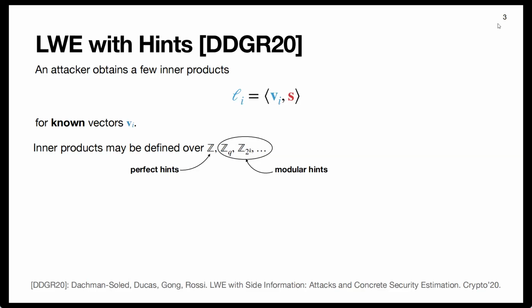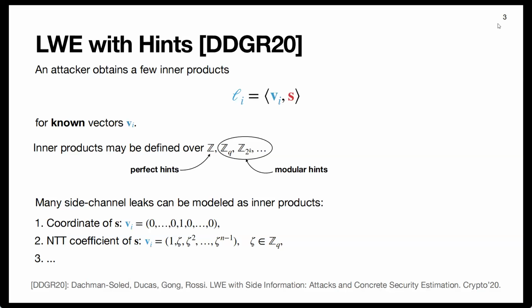Now you might be wondering, why is that a good model for side channel leaks? Well, in fact, almost all side channel leaks that you can think of can be modeled exactly like this, like an inner product. For instance, a coordinate that leaks of the secret is simply an inner product with a unit vector that has zeros everywhere except in one place. In that place, you would have a 1. Or if you have a ring or module LWE, maybe an NTT coefficient leaks, then that is again an inner product with a vector that has powers of some value theta, where theta comes from Z_Q. And with some creativity, you can think of many more side channel leaks which can be modeled exactly like that.